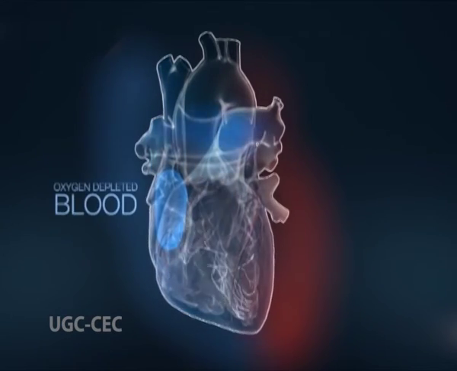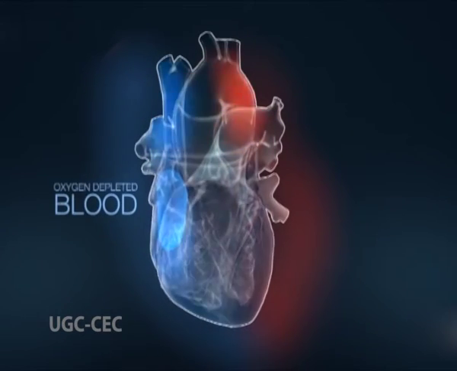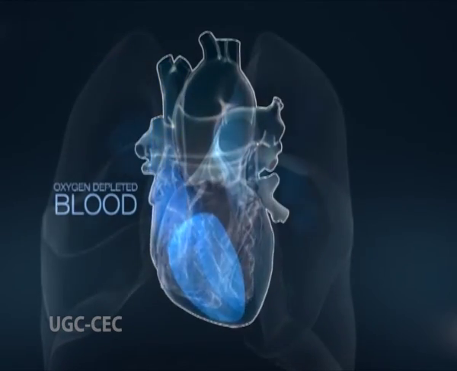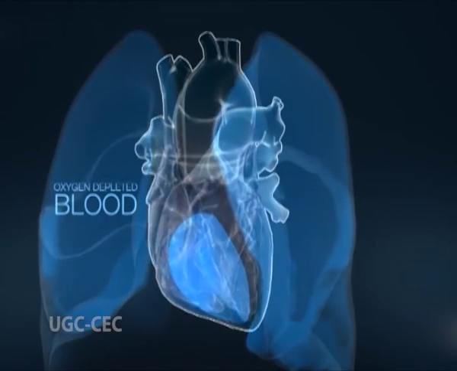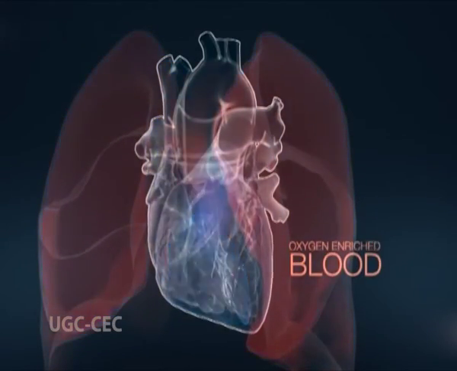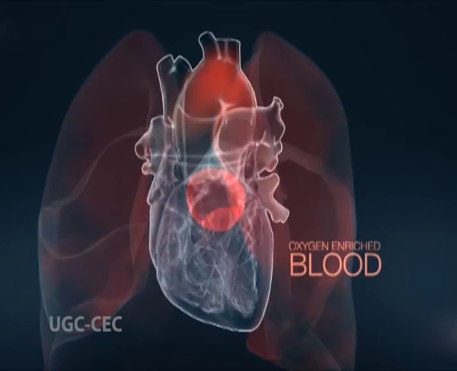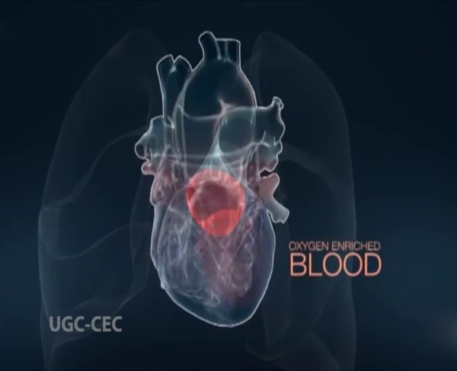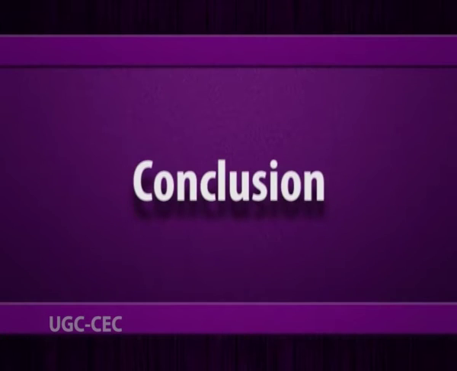It pumps the deoxygenated blood from the right atrium, a chamber of the heart, and right ventricle to the lungs, and pumps oxygenated blood through the left atrium and left ventricle to other parts of the body and the aorta.